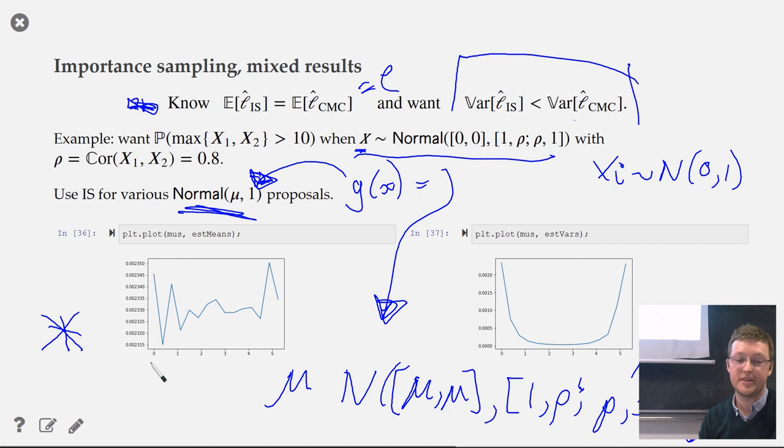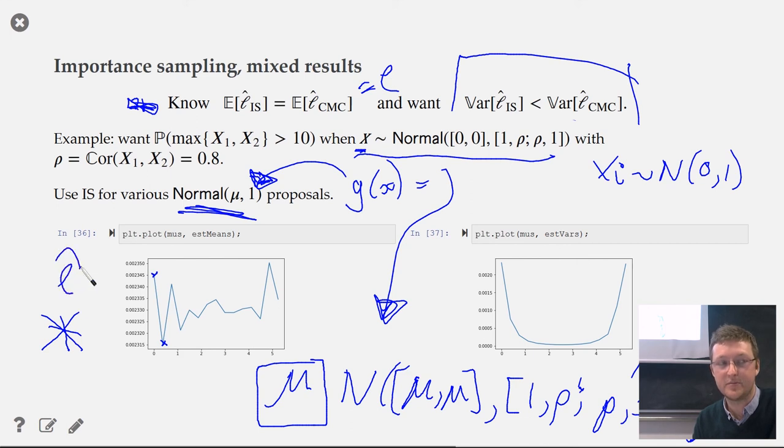estimates. So the x-axis here is how much you've shifted it by, the value of mu. And each point represents the outcome of a different important sampling estimator. And the y-axis is the actual estimator itself. What did it say the probability is approximately? And so this plot is not so interesting. Basically, you just want to see that they all agree with each other. You haven't made any error in the code.